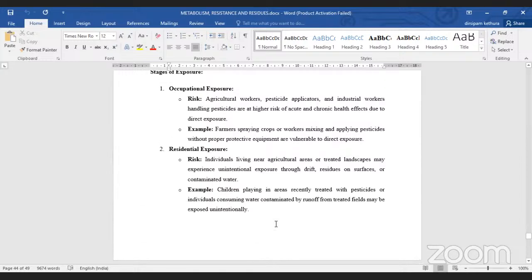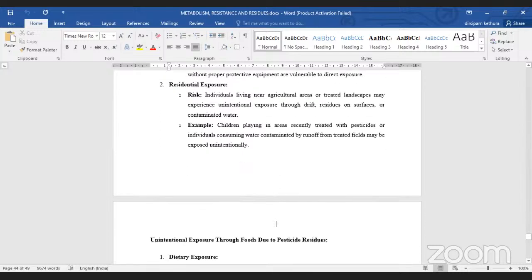Examples of occupational exposure include farmers spraying crops or workers mixing and applying pesticides without proper protective equipment, who are vulnerable to direct exposure. And examples of residential exposure include children playing in areas recently treated with pesticides, or individuals consuming water contaminated by runoff from treated fields, who may be exposed unintentionally.